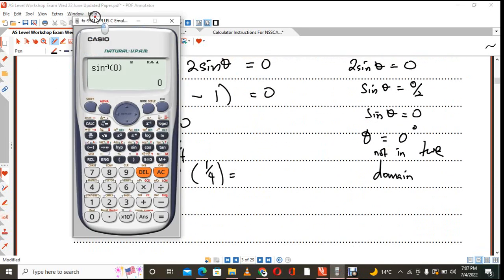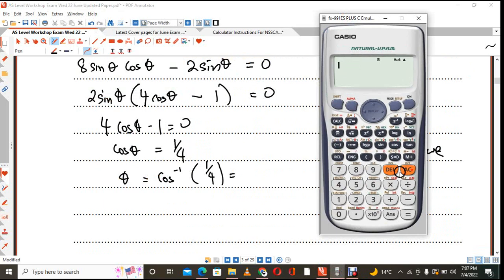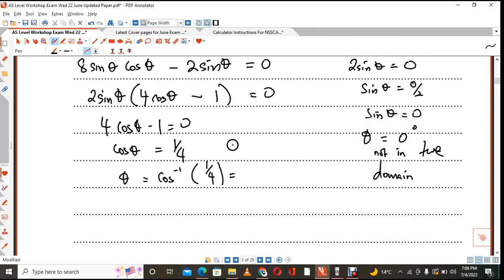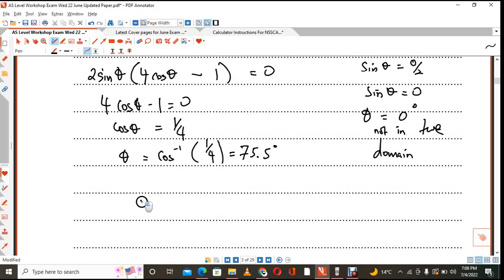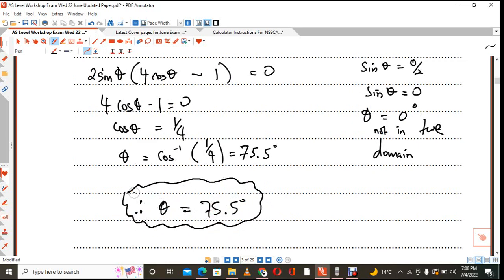So we'll go ahead and find that angle. When you need to find an angle, you use inverse cosine, or arc cos, of 1 over 4 or 0.25. You get an angle of 75.5 degrees to 1 decimal place. Therefore, theta is equal to 75.5 degrees. So that takes care of that.